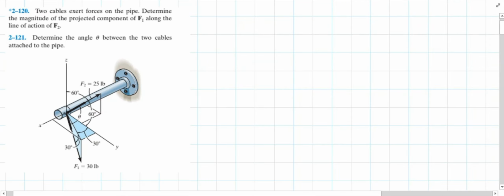Just try these two questions. Question number 2120 says that two cables exert force on the pipe. Determine the magnitude of the projected component of F1 along the line of action of F2. Now, in the past videos, we already dealt with these types of questions.